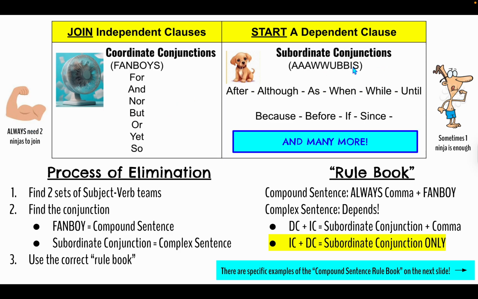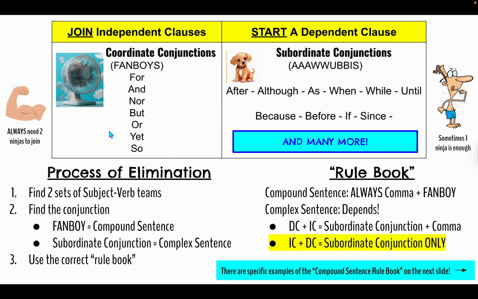Now over here, your child needs to know that subordinate conjunctions, which we just talked about, start a dependent clause. They're also known as the AWUBIS words: after, although, as, when, while, until, because, before, if, since. I've been telling them there are so many subordinate conjunctions, we don't want to memorize them all. So what we're going to do for this quiz, and you'll understand why on the next slide, is just know which conjunction we're using so we can do process of elimination.